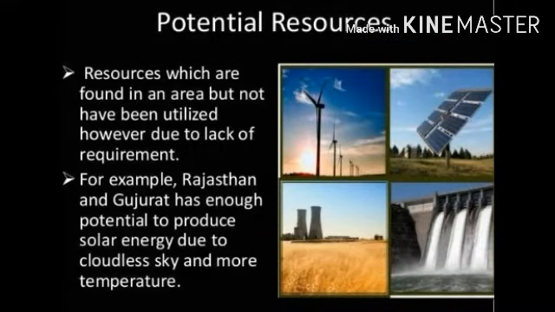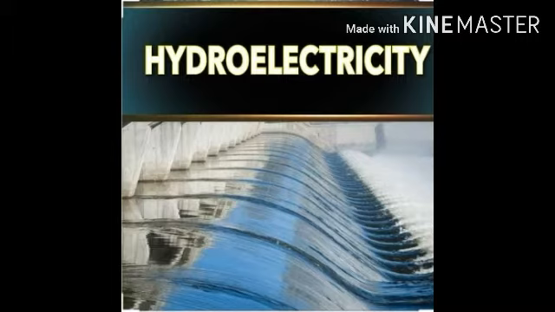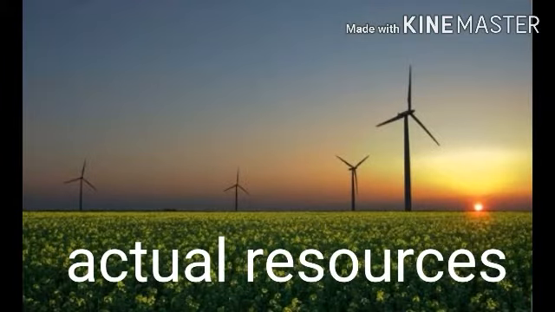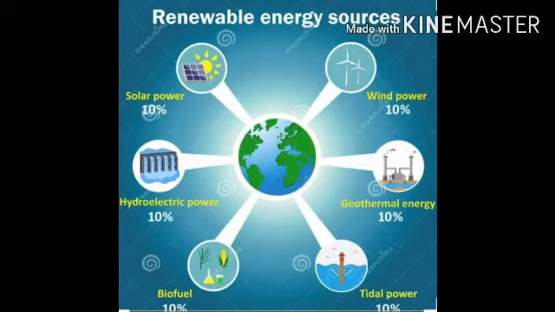Now let's learn classification of resources on the basis of development. There we study potential and actual resources. Potential resources, those resources whose total available quantity is not known at present are called potential resources. Best example is hydroelectricity. Then actual or developed resources. Those resources whose total quantity and quality are at present known are called actual or developed resources.